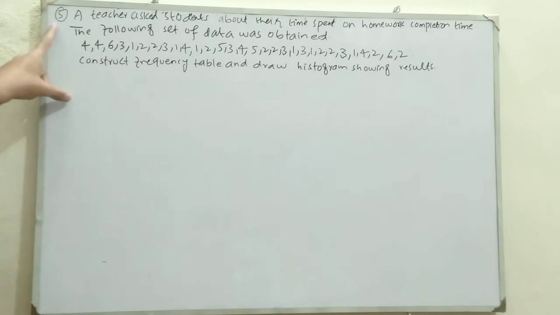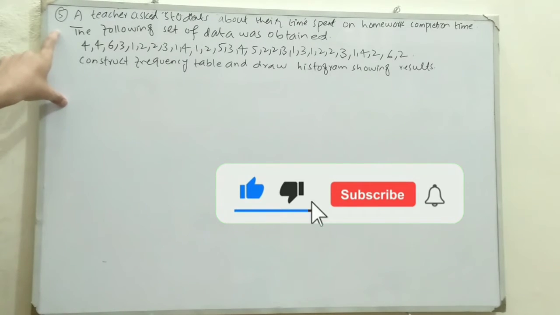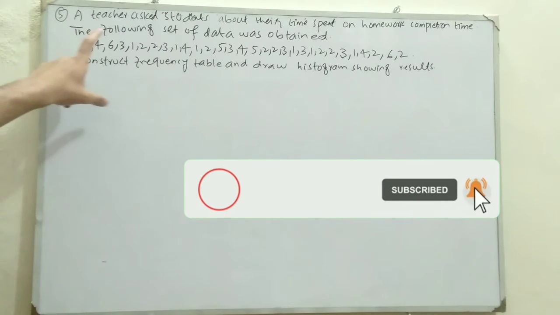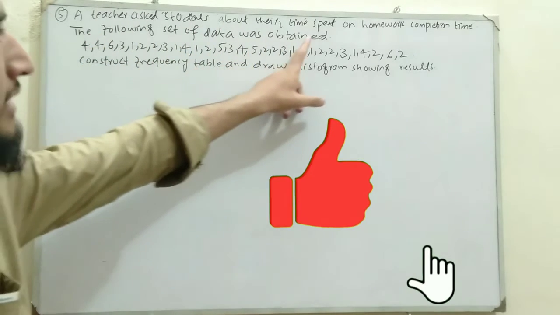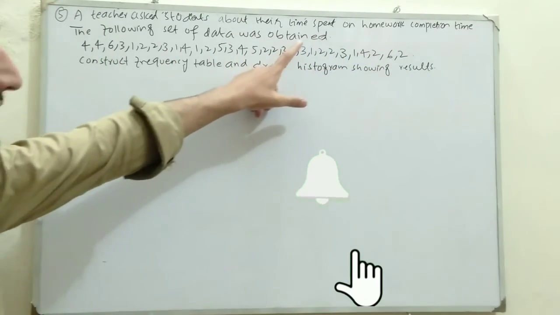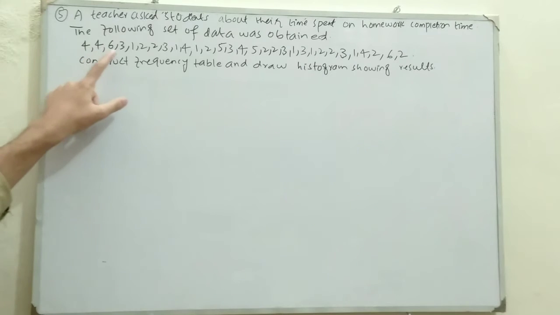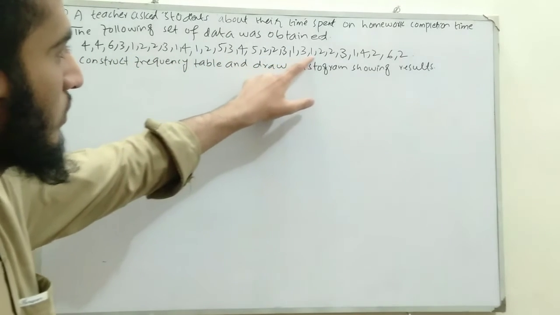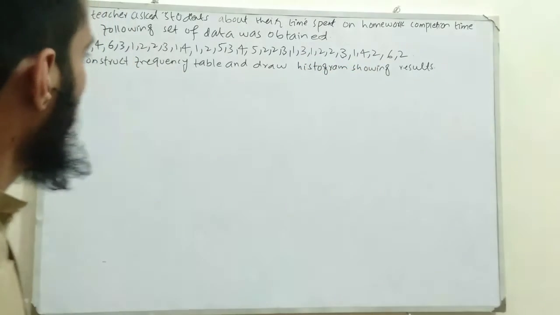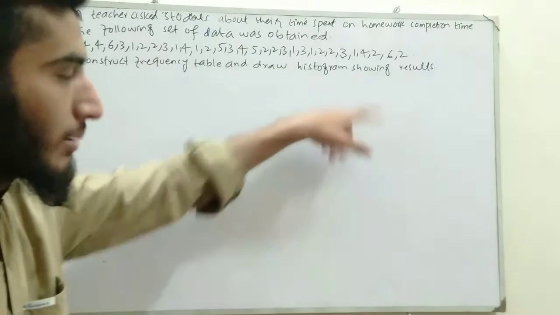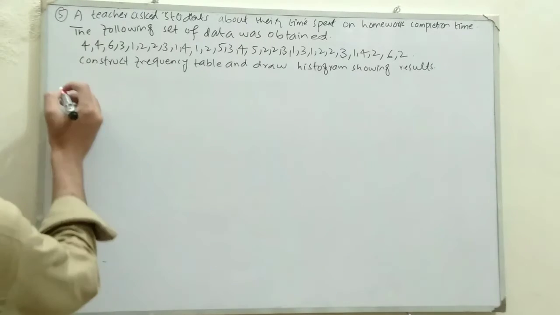Now move to the last question of exercise number 6.1, related with chapter number 6 statistics, question number 5. It tells that a teacher asked the students about their homework completion time. The following set of data was obtained, time in hours: 4, 4, 6, 3, 1, 2, 2, 3, 1, 4, 1, 2, 5, 3, 4, 5, 2, 2, 3, 1, 3, 1, 2, 2, 3, 1, 4, 2, 6, 2. And they tell us to construct the frequency table and draw histogram showing the results. So solution.